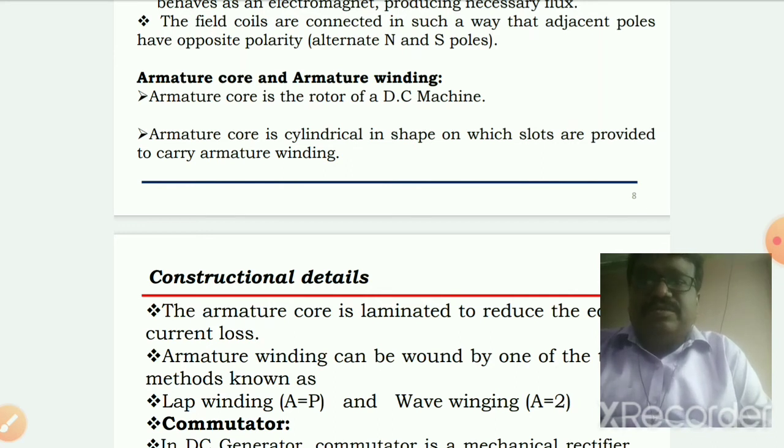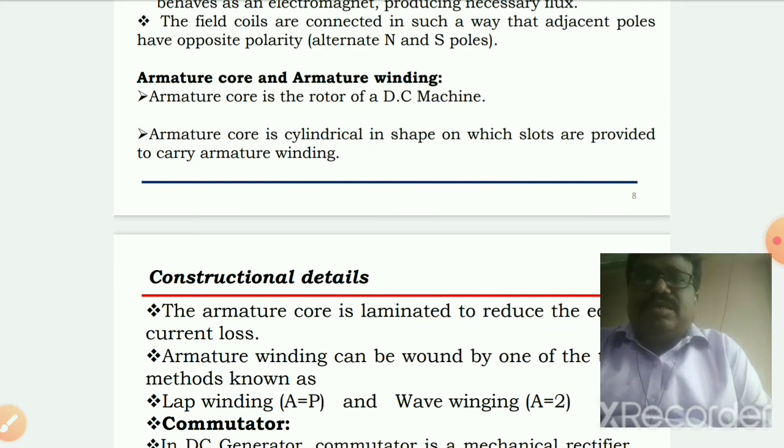Next, in the slots of the armature core, we place the winding called the armature winding. In this winding, the EMF is generated in the DC machine. Mainly, this winding is designed in two ways: one is lap winding, and the second is wave winding. We are not going into detail on the design of lap and wave windings.